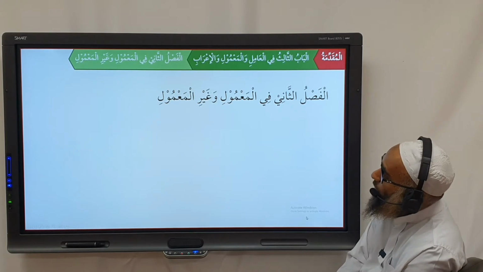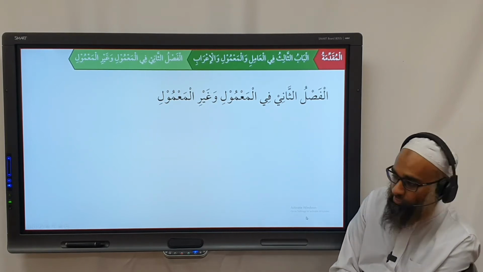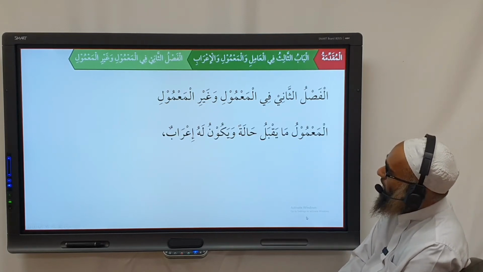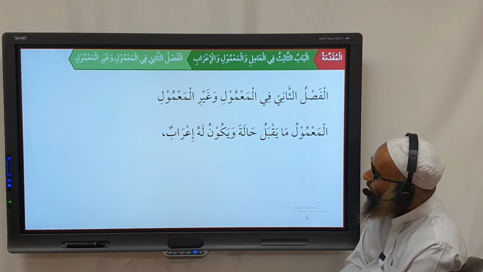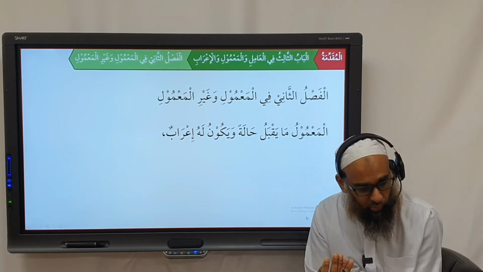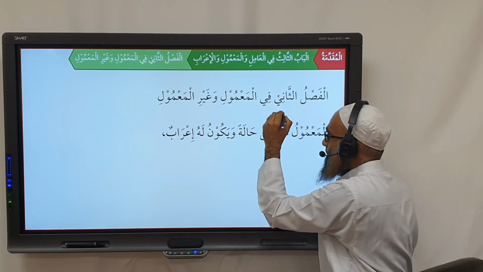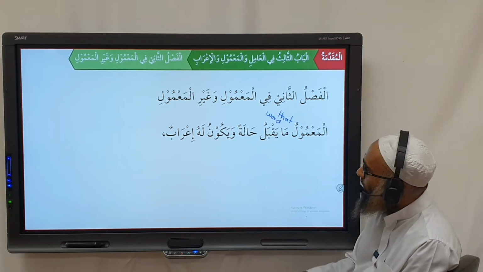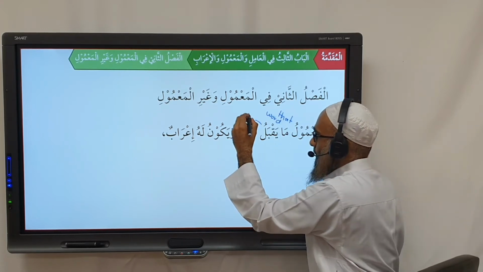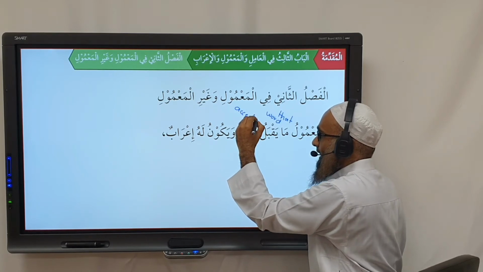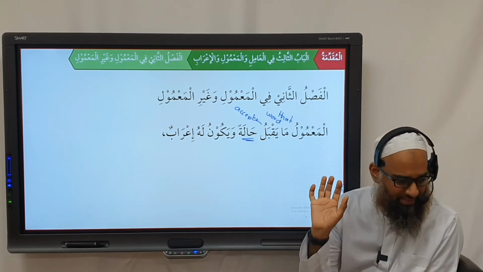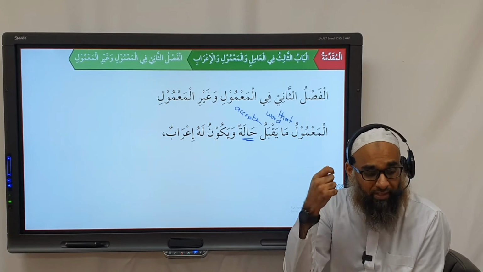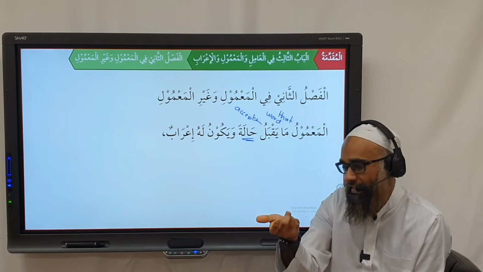الفصل الثاني في المعمول وغير المعمول. And the second chapter is regarding the ma'mul and the ghair ma'mul. So المعمول ما يقبل حالة ويكون له إعراب. The ma'mul is that word which accepts a state, meaning the state which the amil necessitates, it accepts it. And as a result, it will have وَيَكُونُ لَهُ إِعْرَاب. It will have an i'rab, something that manifests that state.